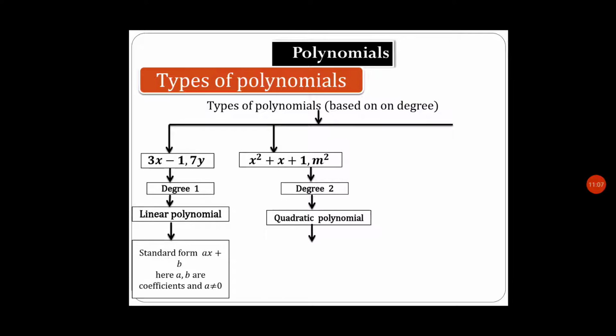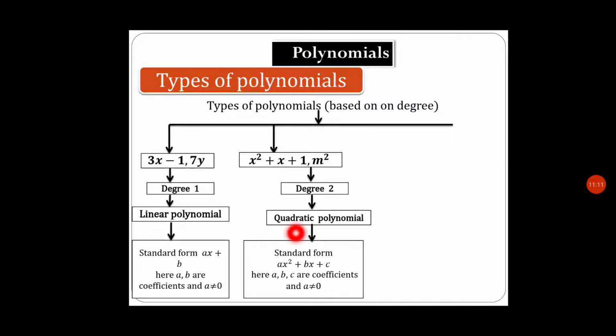A standard form of a quadratic polynomial is ax^2 + bx + c. Here a, b, c are coefficients and a is not equal to 0. Again, why is a not equal to 0? Because if a is equal to 0, then it is not a quadratic.